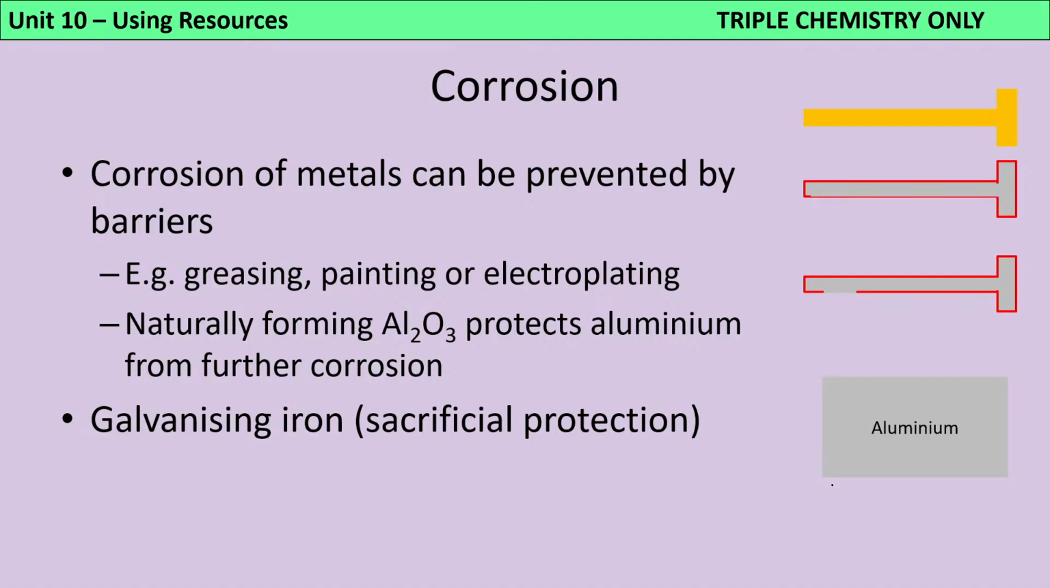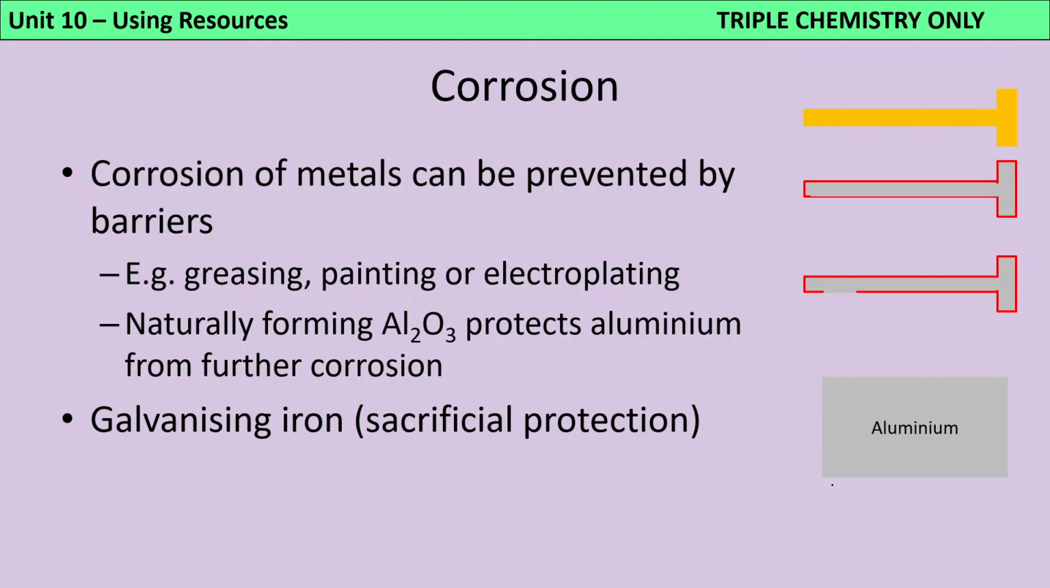If I use a barrier method, then that would stop oxygen from getting to it. So that could be greasing a bike chain, painting some railings, electroplating cheap earrings. You know, like when you buy Claire's Accessories earrings and they turn your ears green after a little while? It's because they've got a very thin layer of silver over the outside of some copper. And once the silver has worn away and the copper can get to your ears, then it starts oxidising and that's why it goes green. So a barrier method will stop the metal from tarnishing and corroding.